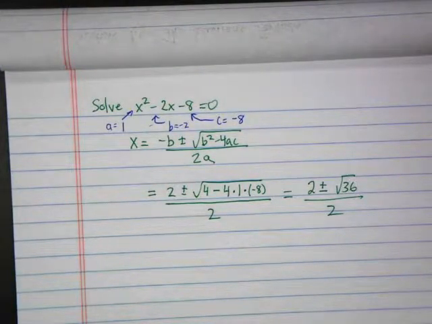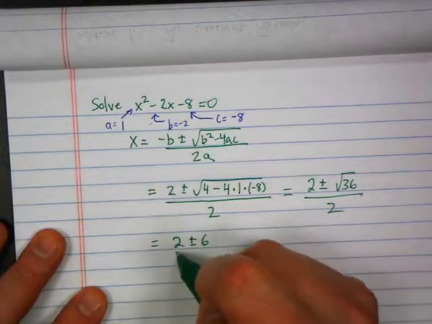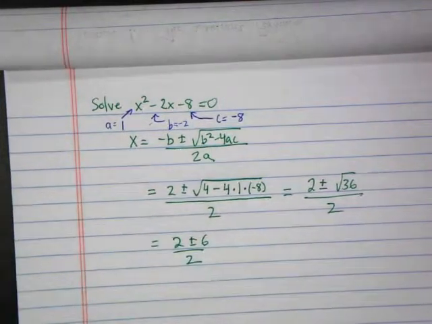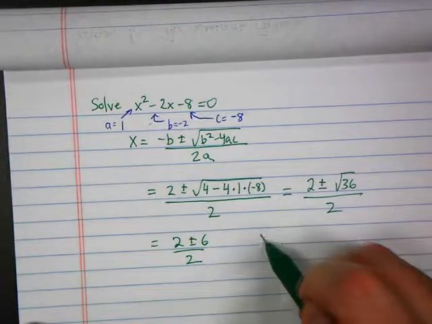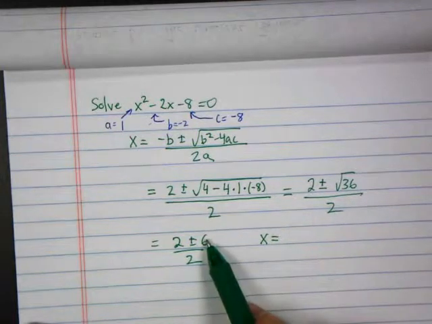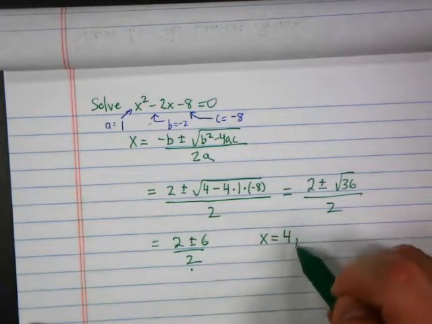Square root of 36 happens to be a really nice number. What's the square root of 36? 6. So we get 2 plus or minus 6 over 2. Now what we do is we split it, and we do each one separately. I do 2 plus 6. What's 2 plus 6? 8. And then 8 divided by 2? 4. And then I do the other one.